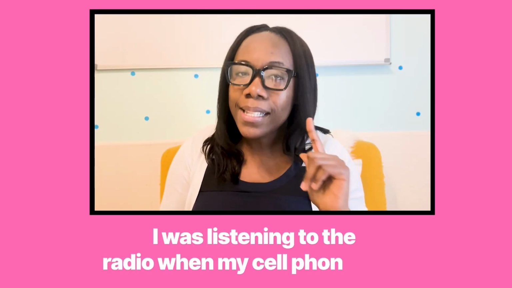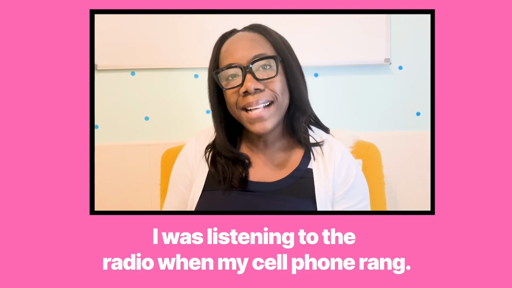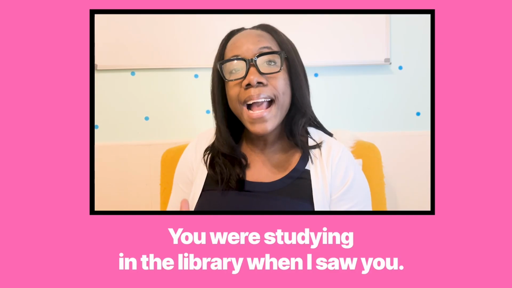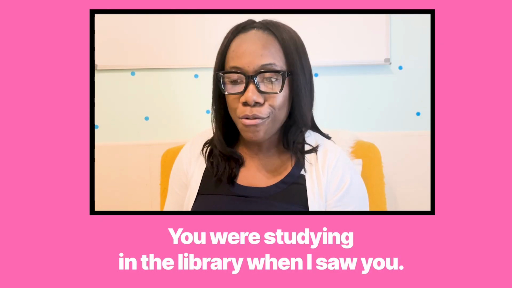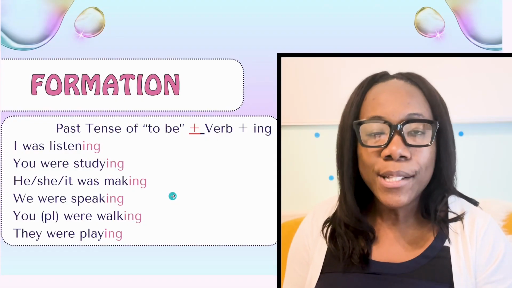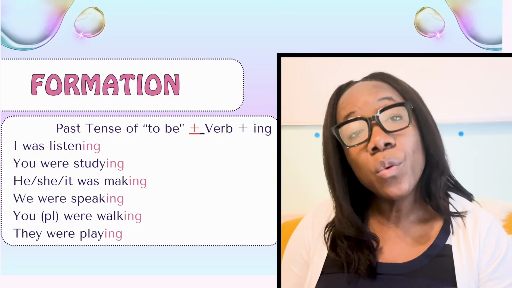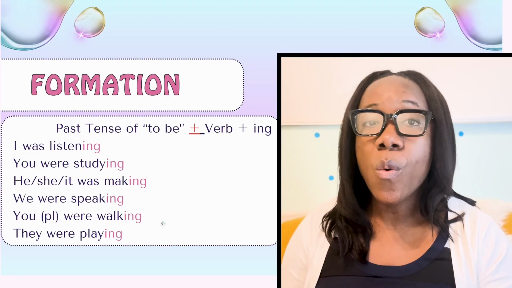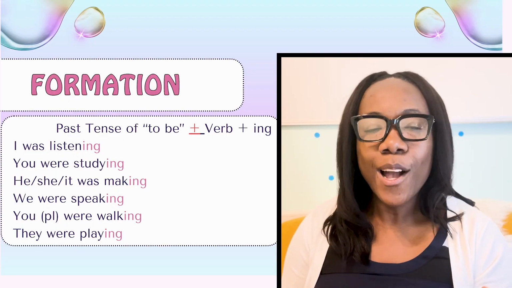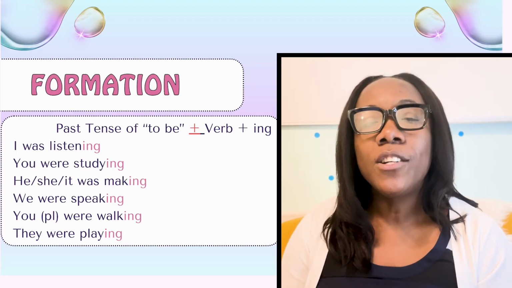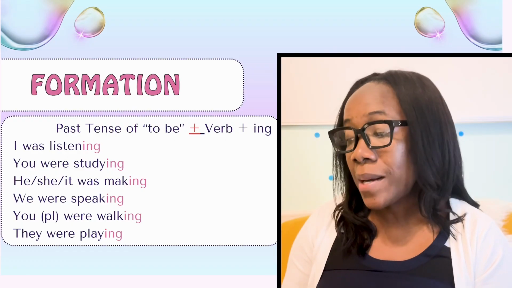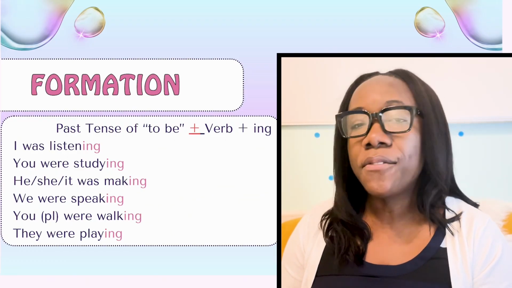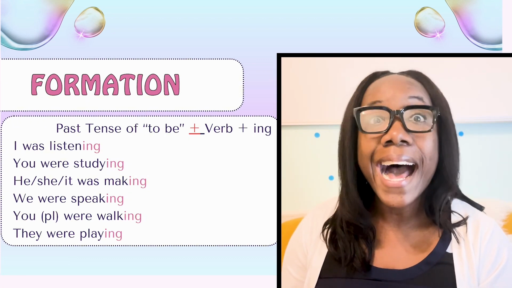So here are some examples. I was listening to the radio when my cell phone rang. You were studying in the library when I saw you. He or she or it was making. We were speaking. You were walking and they were playing. So this is the past continuous formed using the past tense of the verb to be plus the verb ending in ing.